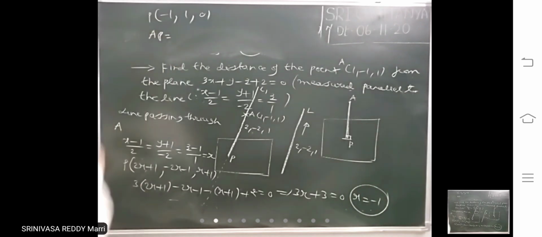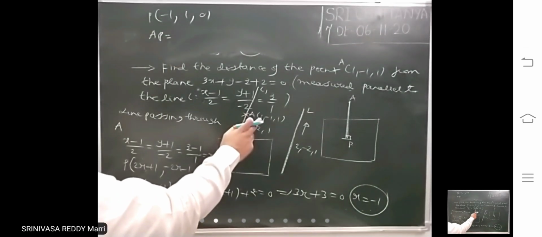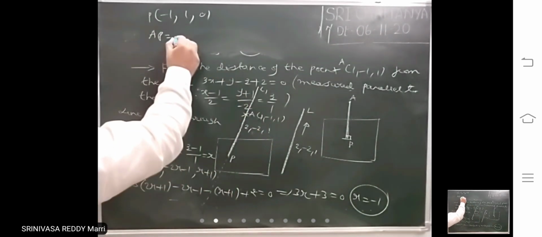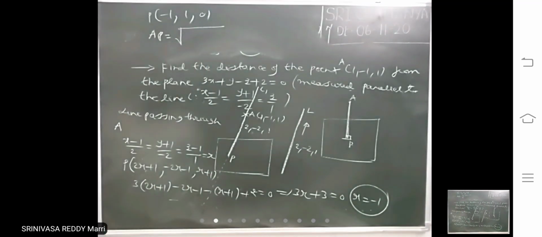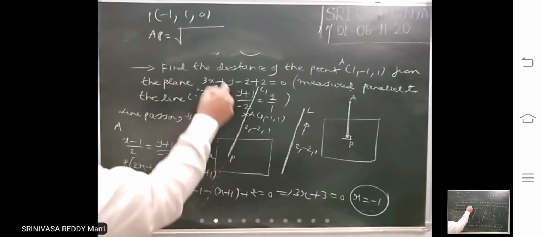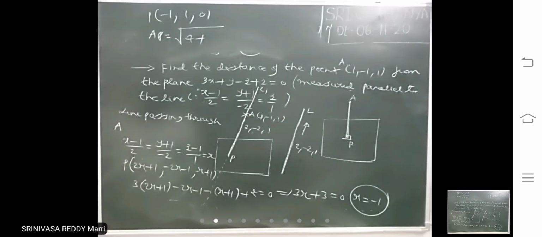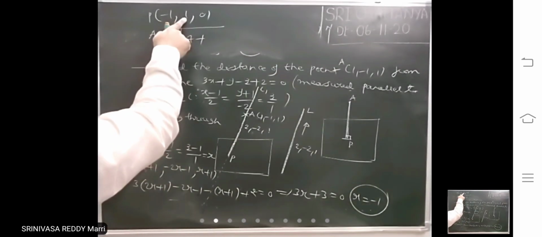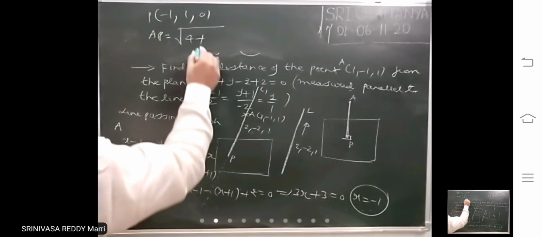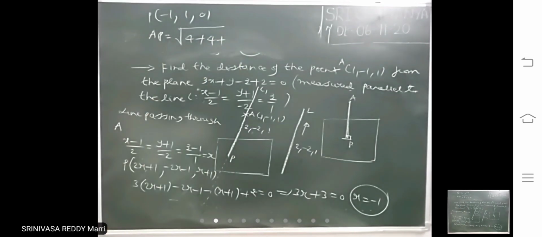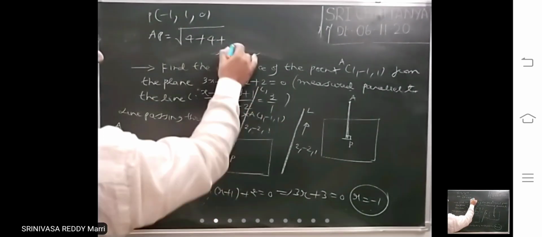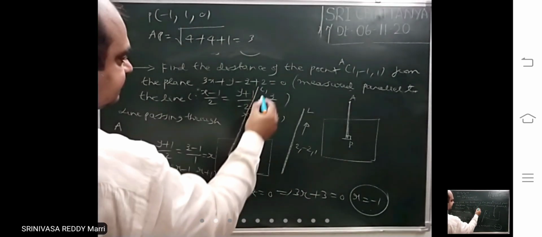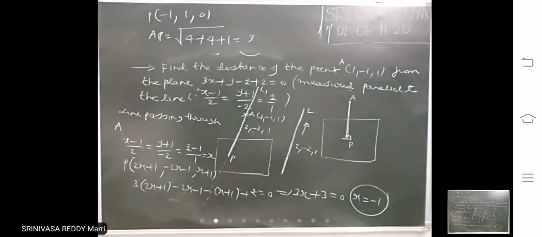AP distance is nothing but the distance between this point and this point. Therefore root of minus 1 whole square 4 plus, so 1 plus 1 whole square 4 plus 0 minus 1 whole square 1, that is nothing but 3. This is your required distance.